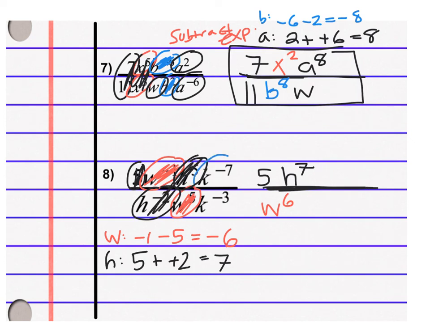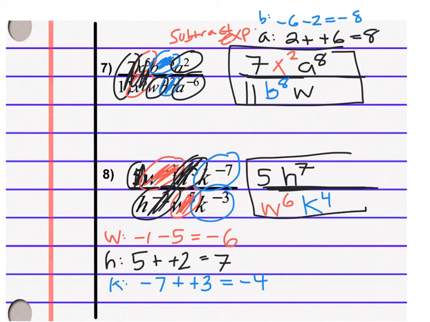Okay. Lastly, for the K's, this is a tough one. I have negative 7 minus negative 3. All right, the two negatives in the middle change to plus. So I have negative 7 plus 3: negative 6, negative 5, negative 4. Since it's negative, where should it go? It should go on the bottom and make it positive. There you go.